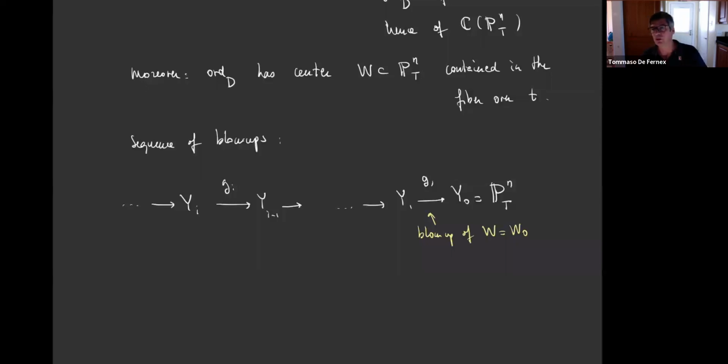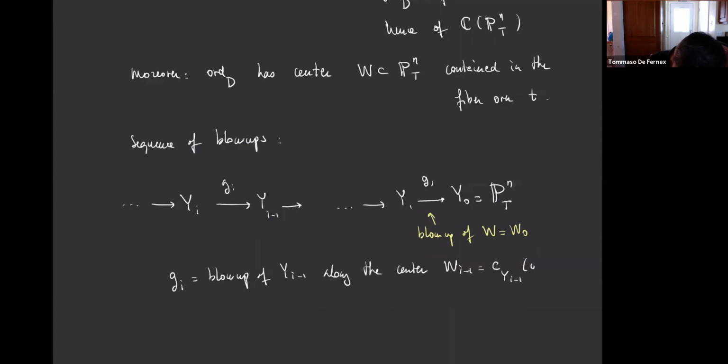And then what do I do? The valuation is going to have a center over y1 because y1 is proper over y0. And then I blow up that. So in general, what I'm going to do is that this g_i is inductively defined as a blow up of y_{i-1} along the center w_{i-1}, which is the center over this model for the evaluation order D.